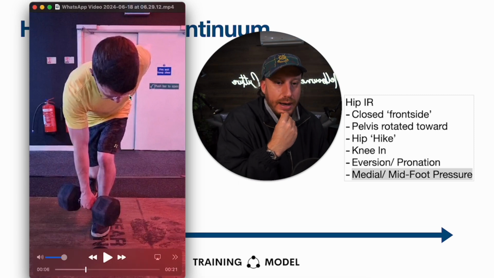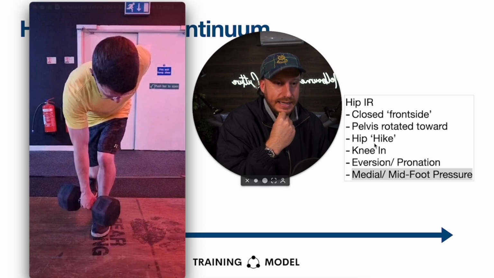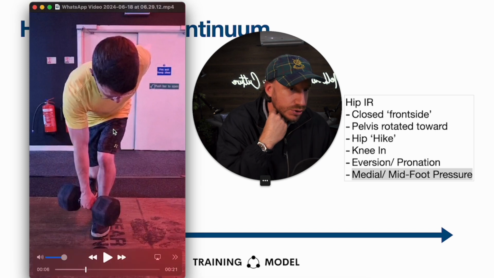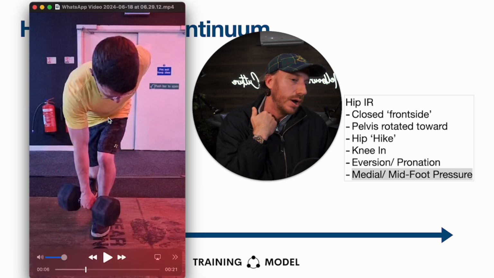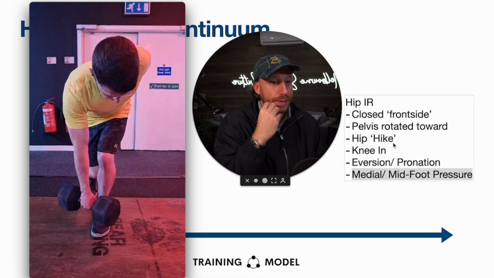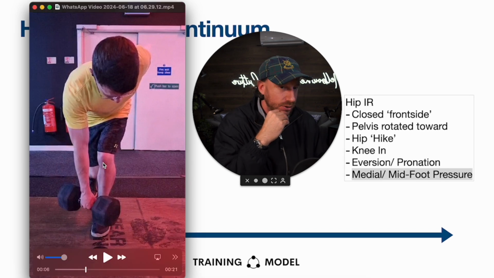We're seeing a hip hike, without a doubt. We can see it from the line of his t-shirt. We can see how high this right hip is. This hip down here would be down here. So we've hiked that left side, which means we have closed this medial front side of the hip. So we're driving it with some adduction from the pelvis. The knee's in, absolutely. We can see the direction of this knee.